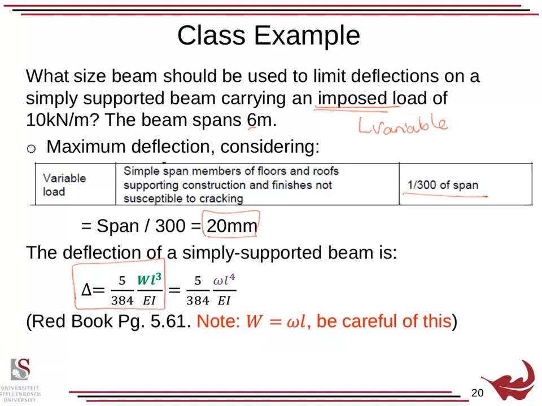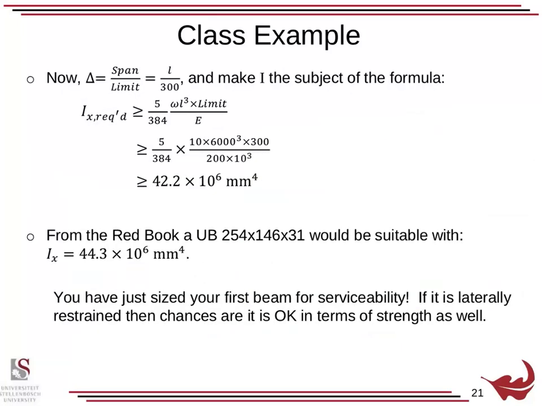This is the equation for the deflection of a simply supported beam. Just be careful, W is the total load on the beam, which equals omega kilonewtons per meter times a length. So it's omega, the distributed load, times L to the power 4 over EI, stiffness, second moment of area. And if we play with this equation, we can actually get the second moment of area we need out of that. So we can work out, I need an I of 42.2 times 10 to the 6.